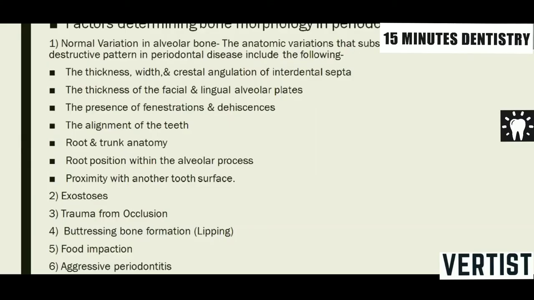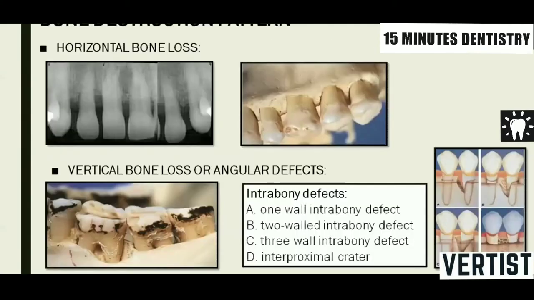If there is a buttressing bone formation, there will be lipping formation. If there is a food impaction, then it will lead to reverse architecture of the bone. Aggressive periodontitis, you generally see arc heart-shaped bone loss in the mandibular first molar area and central incisors. So different types of bone patterns are decided. So these are the factors which will affect the different types of bone pattern.